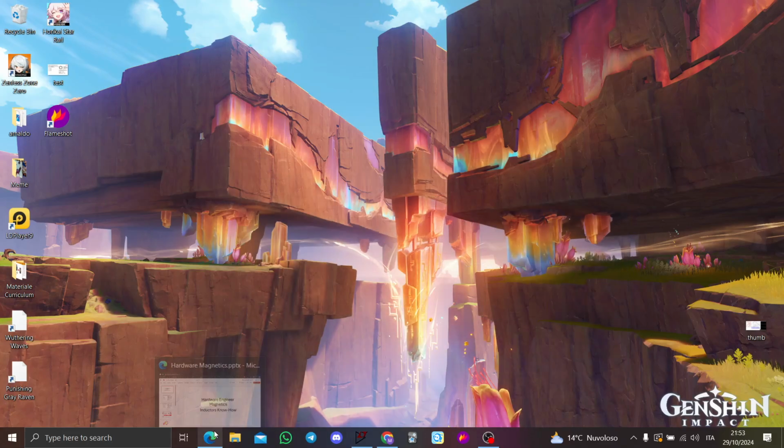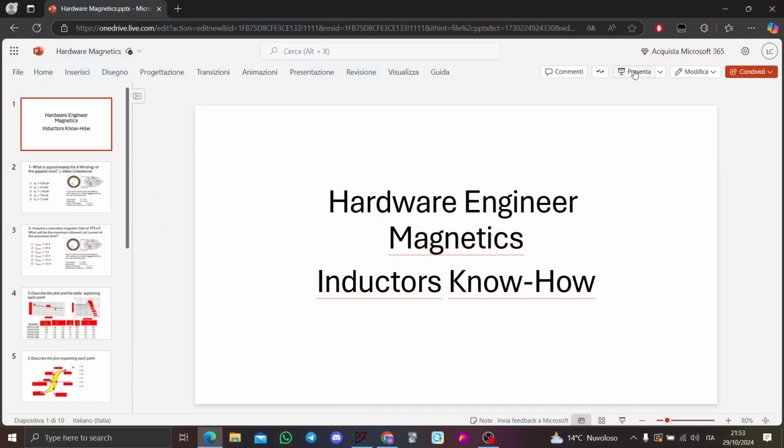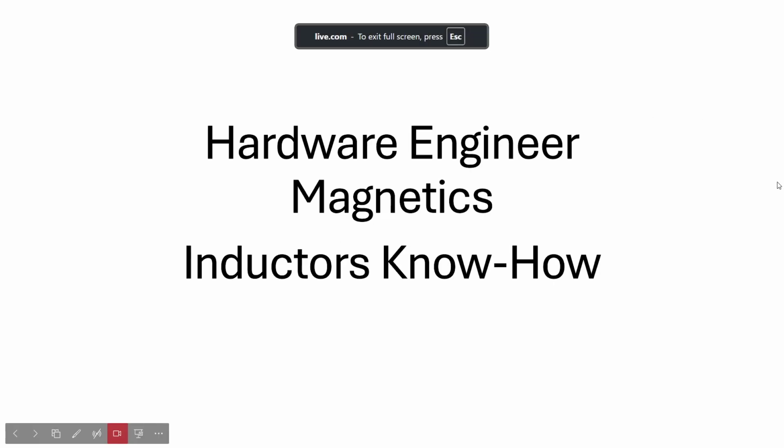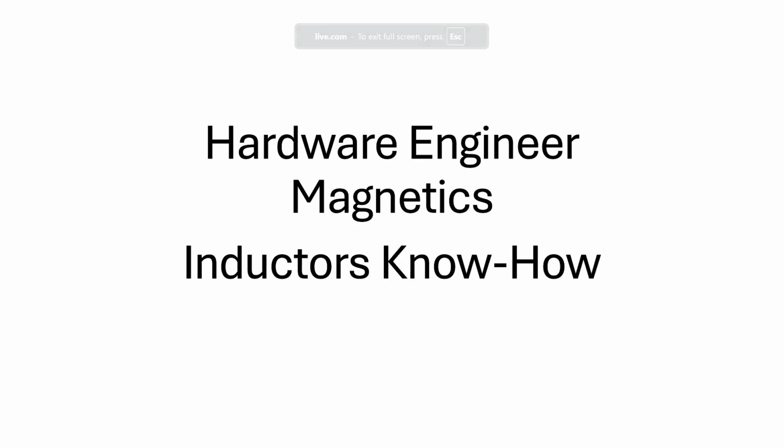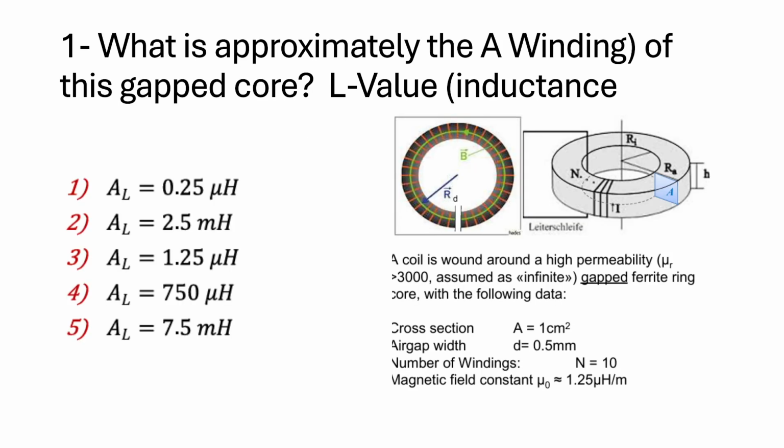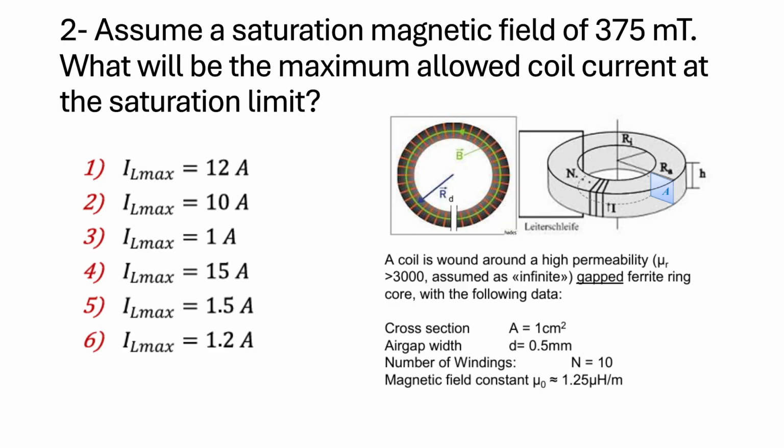Hi guys, today I want to continue, as requested, with the interview questions. This is hardware engineering magnetics, and the first part is inductors know-how. The difficulty is very hard. As you can see, they're asking you to calculate the H of L here, and the saturation current here.